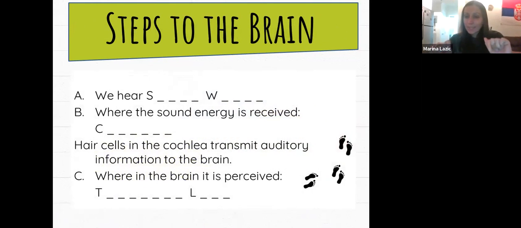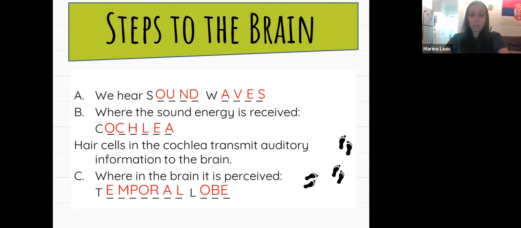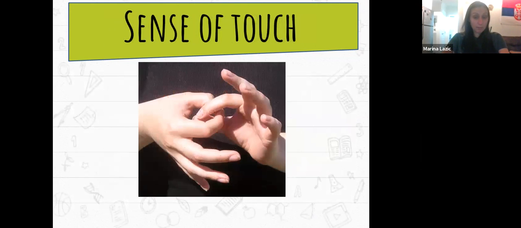And now let's answer some questions about hearing. What we hear are sounds or sound waves. The sound is received in the part of the ear called the cochlea, and there are cells in this part that carry information to the brain, and finally the information is received in the temporal lobe of the brain.